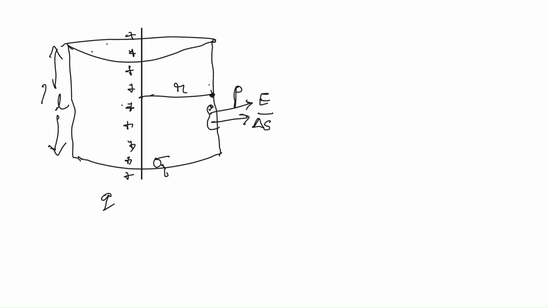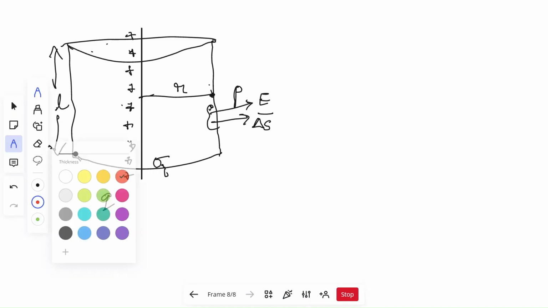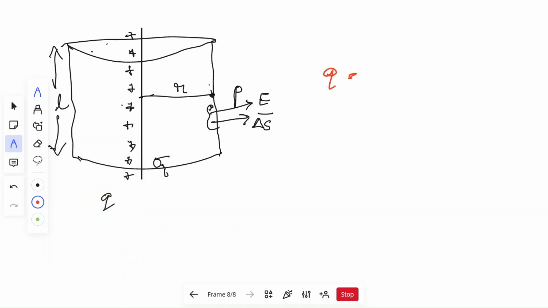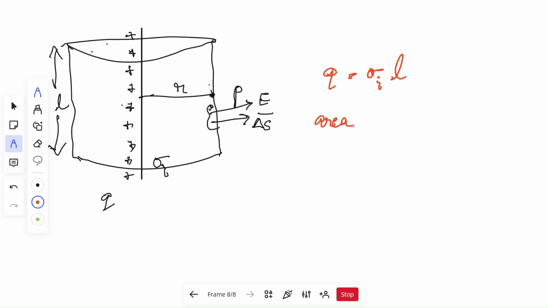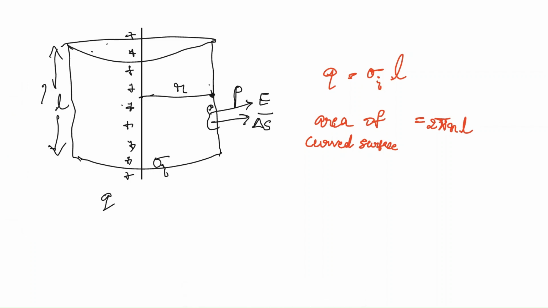So the total charge enclosed in the cylinder is given as Q is equal to charge per unit length into length, and the area of the curved surface is 2 pi r L. For the flat surfaces at the top and bottom of the cylinder, the normal to these areas are perpendicular to the electric field, since the cos theta is 0. So these surfaces do not contribute to the total flux.